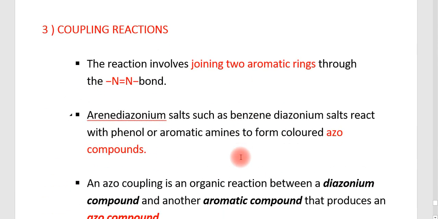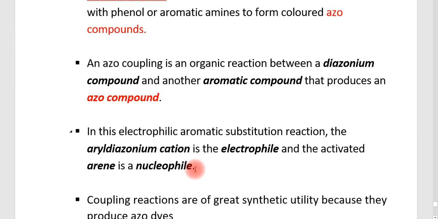And next is a third type of reaction, a very important reaction. It is the coupling reaction. Normally a coupling reaction is a reaction involving joining two aromatic rings through the bond N double bond N. Here the arene diazonium salt, for example the benzene diazonium salt we just discussed, is reacted with a phenol. If the benzene diazonium chloride is reacted with a phenol, or treated with an aromatic amine, it forms azo compounds. We will see what those compounds are.